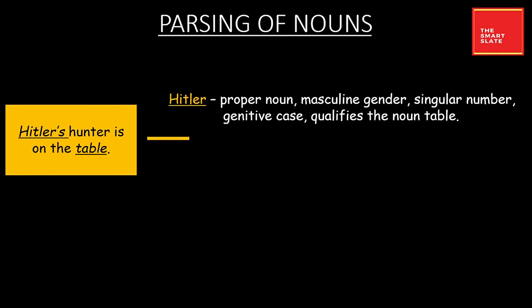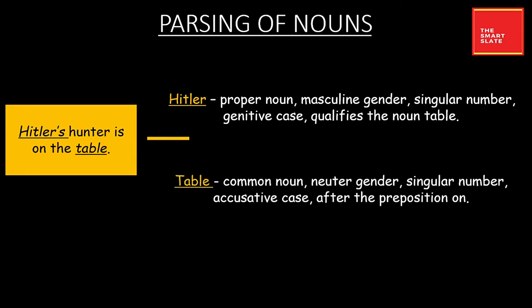So Hitler is your proper noun, masculine gender, singular in number. Genitive case, qualifies the noun hunter. Genitive case means when you hold the possession of something, then that particular noun is genitive, because Hitler has the hunter. So it is whose hunter, who's the owner, whose authority is it, or who's possessing the hunter. So Hitler is possessing that particular property or object. So it's a genitive case.